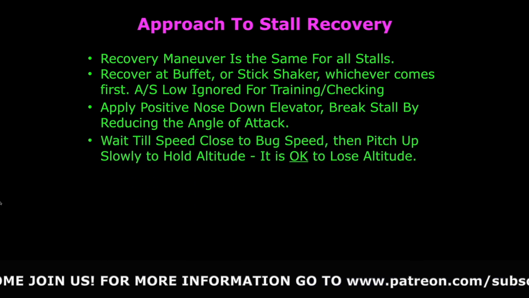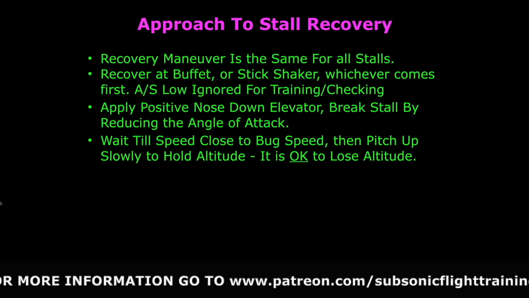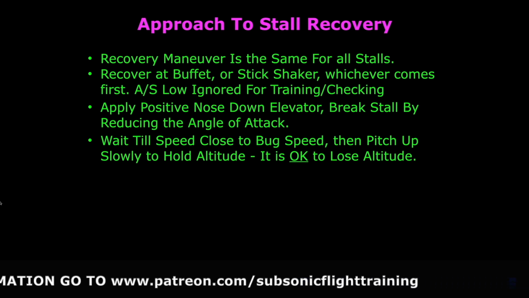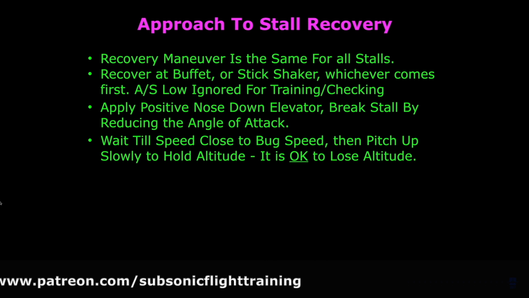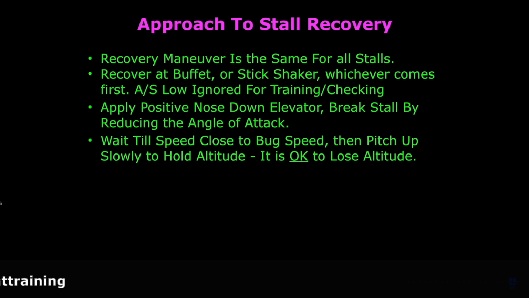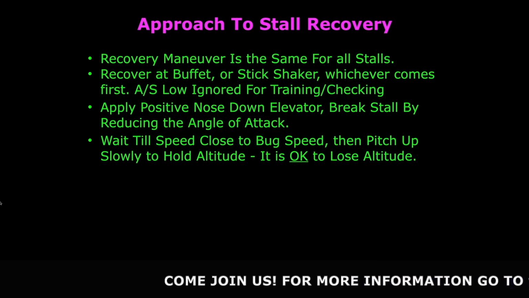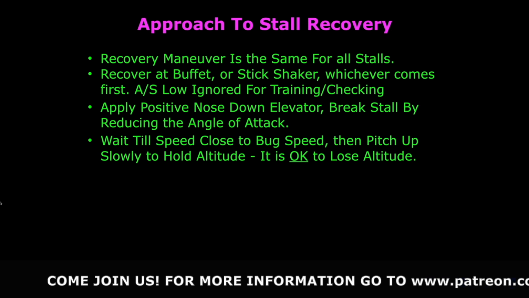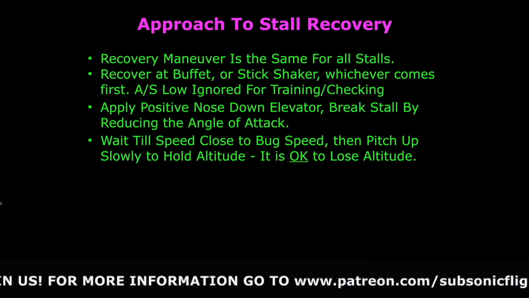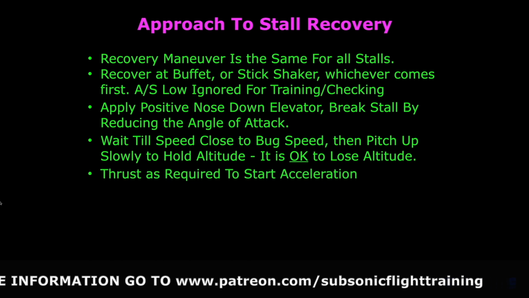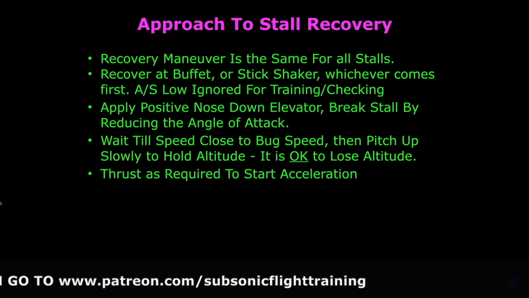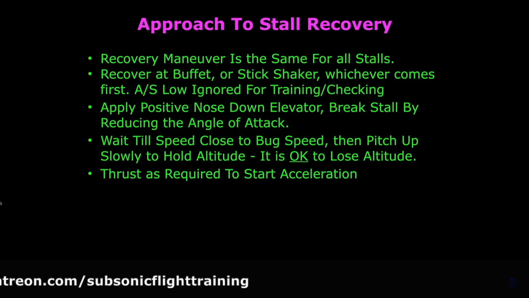And then as we recover, we're going to wait till the speed gets close to the bug speed, and then we'll pitch up slowly to maintain whatever altitude we lost. And again, during the recovery, it is okay to lose altitude, but once the speed picks up back to your bug speed, then we'll increase our pitch to hold our altitude. And then once we're back on speed, then we can continue climbing back to our initial altitude, which is going to be 4,000 in most cases. We do have to use thrust to start the acceleration.